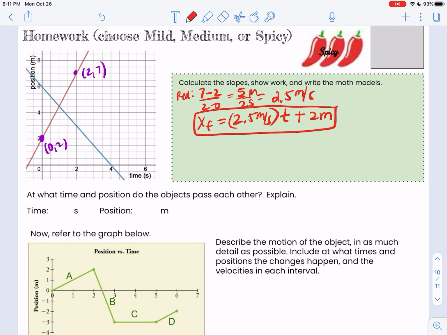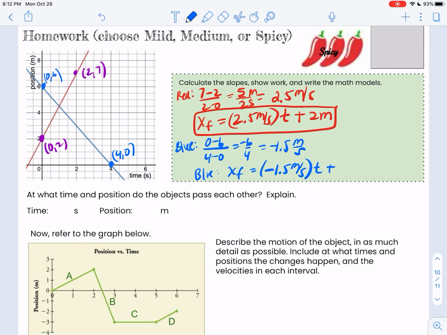And then for blue, we're going to go 0, 6, and 4, 0. So I'll go 0 minus 6, and then 4 minus 0, so negative 6/4, so negative 1.5 meters per second. So for blue, XF equals negative 1.5 meters per second, make sure you don't forget the negative, that's really important, times time plus 6 meters. Please make sure that your units and everything are in there.